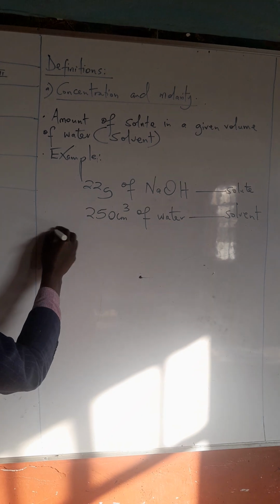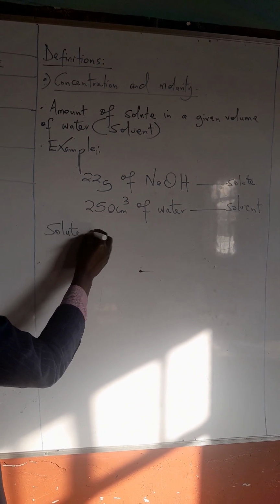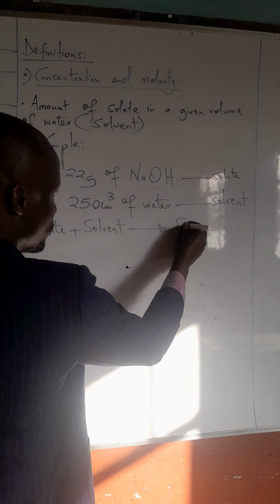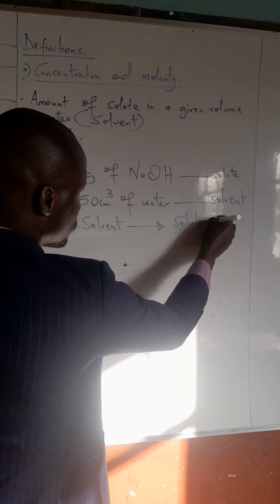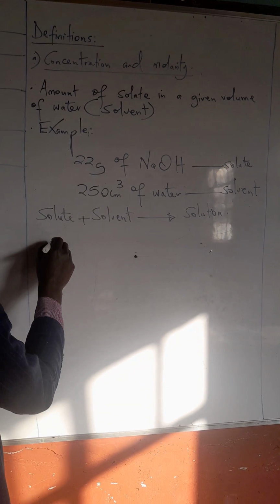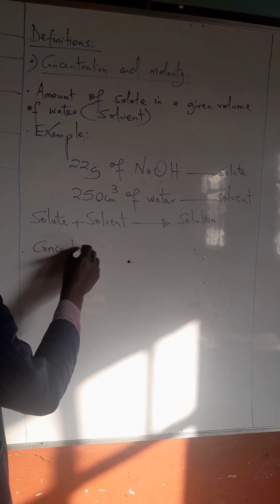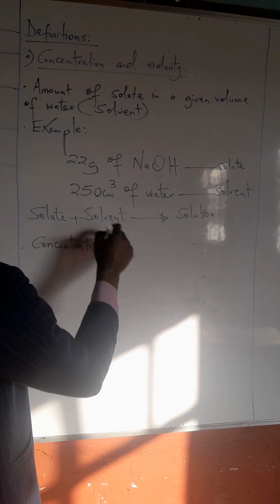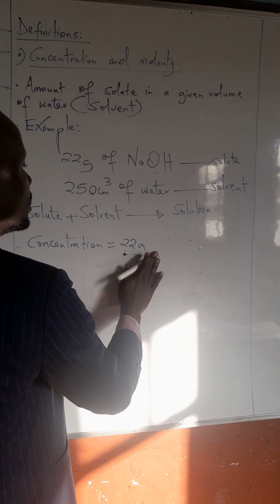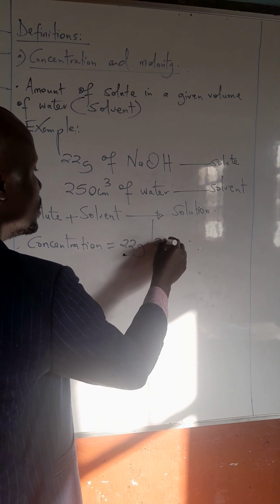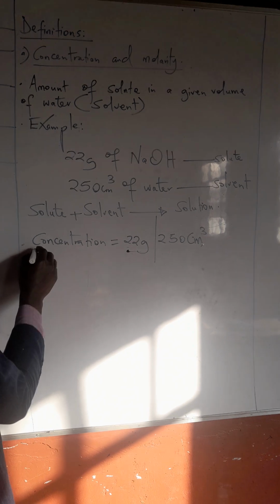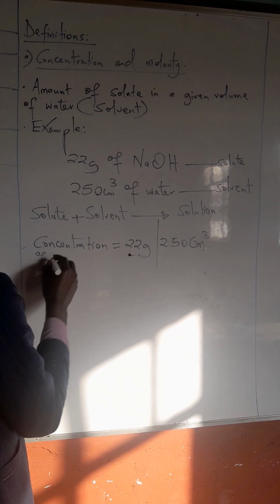We know very well that when you add solute to solvent, you end up getting a solution. So the result of this is that the concentration will be 22 grams of sodium hydroxide per 250 cubic centimeters. That is the concentration of this solution.